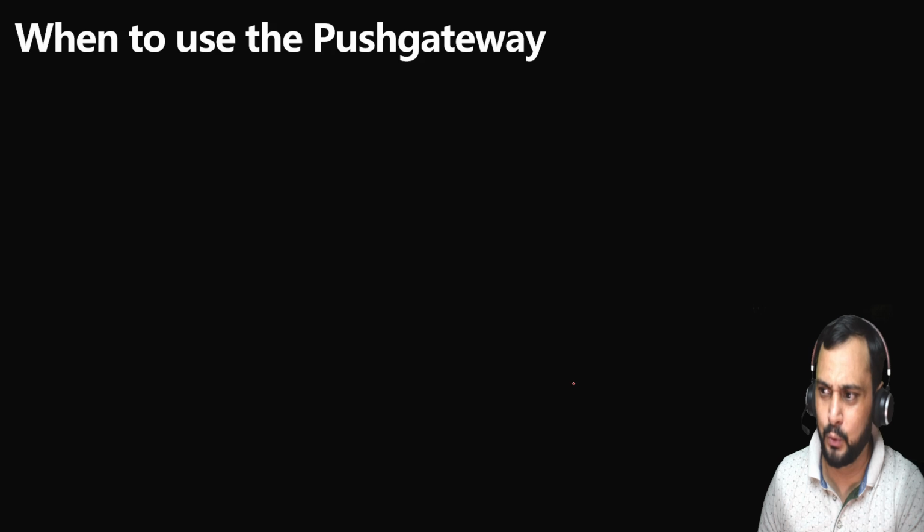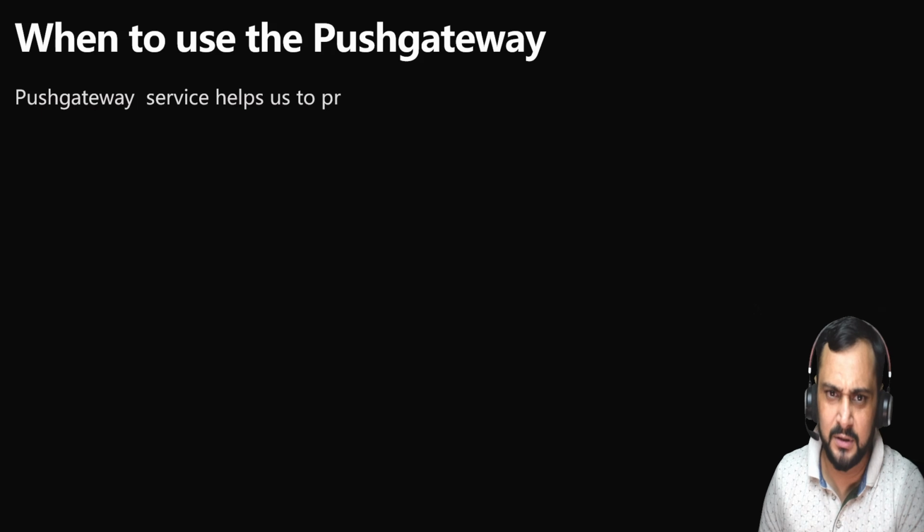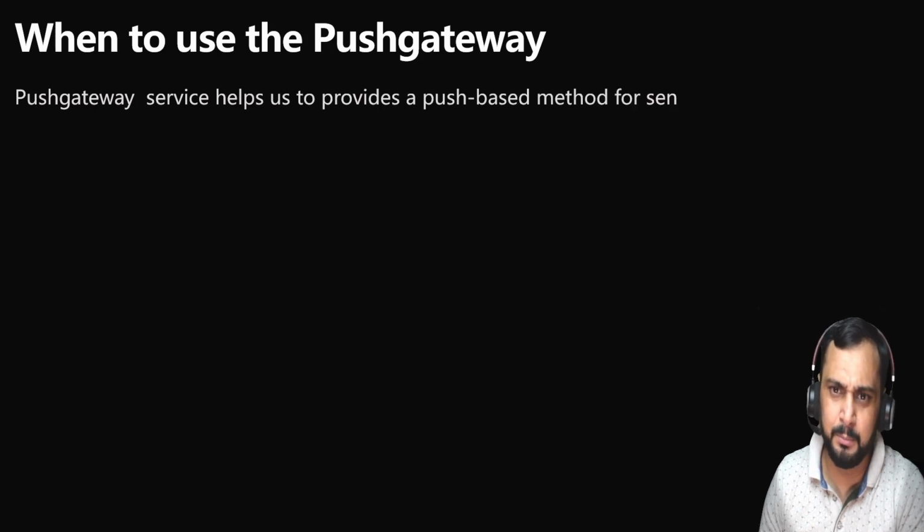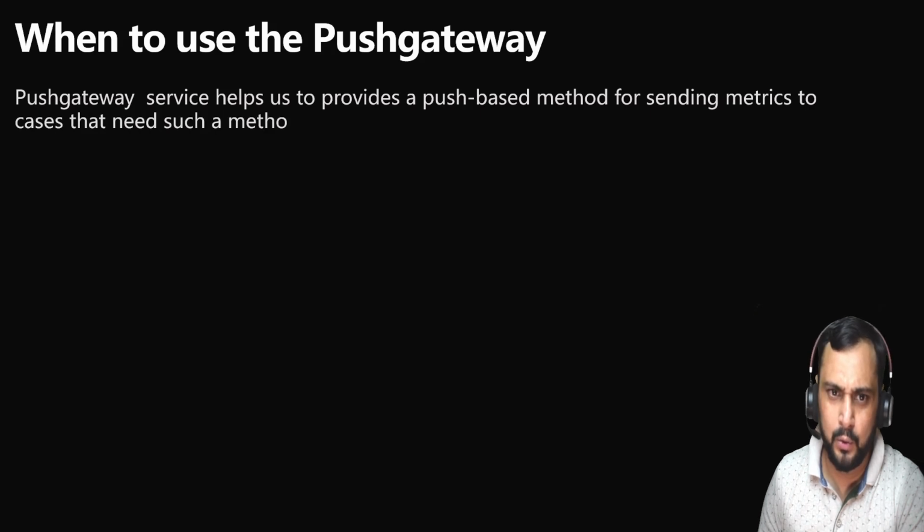When to use the push gateway? As I said, as per Prometheus, it is recommended to use the pull mechanism. But in some scenarios, like short jobs which we want to monitor, for that reason we are using push gateway. Otherwise we should not use push gateway. Push gateway services help us provide a push based method for sending metrics to cases that need such a method. As I said, only where it is needed are we using push gateway, otherwise we should not use it.